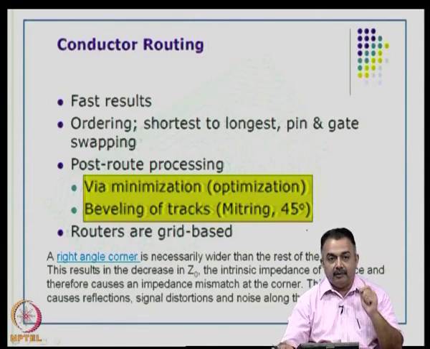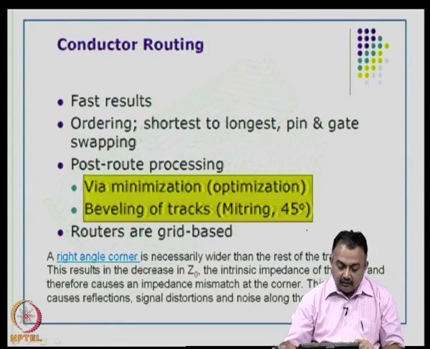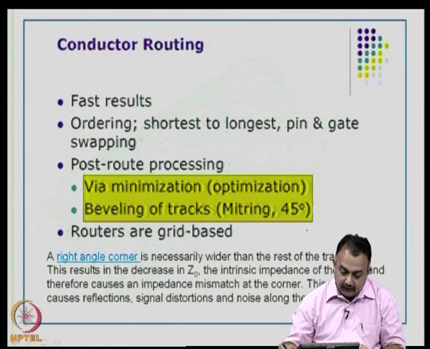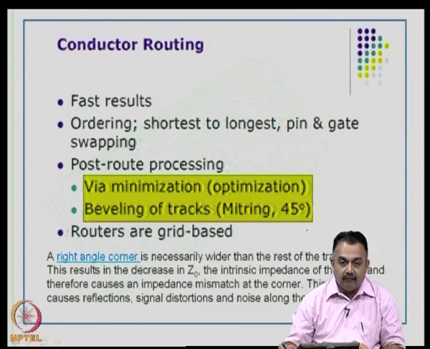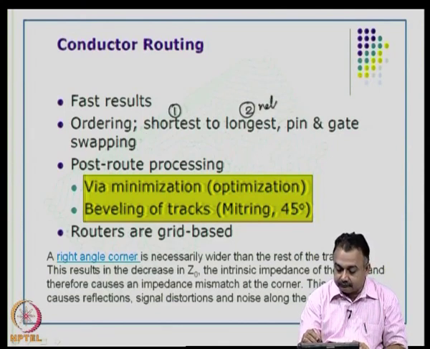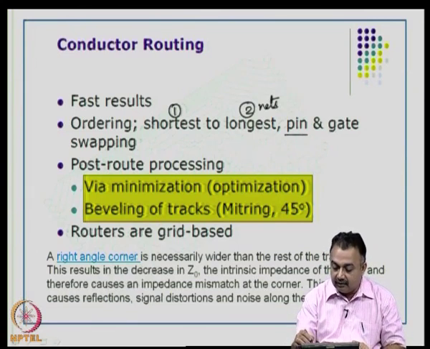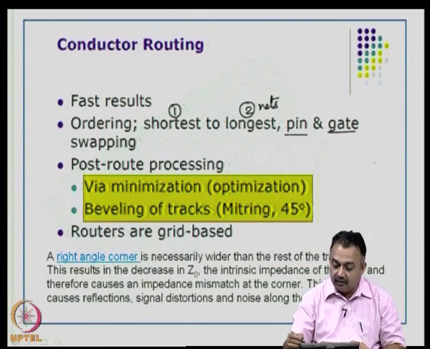Then comes the next part of the tool called conductor routing. Fast results using CAD, right, and the ordering of routing when you start the routing program will be, it will first finish the shortest length and then go to the longest nets. You can also do pin and gate swapping if you give this command, or if you OK this particular process.